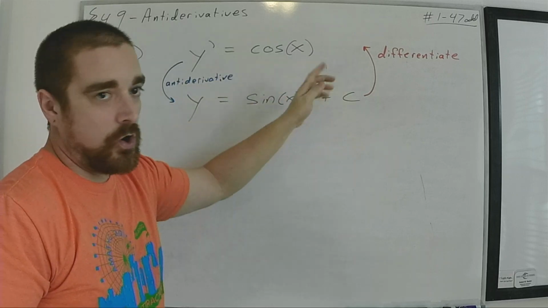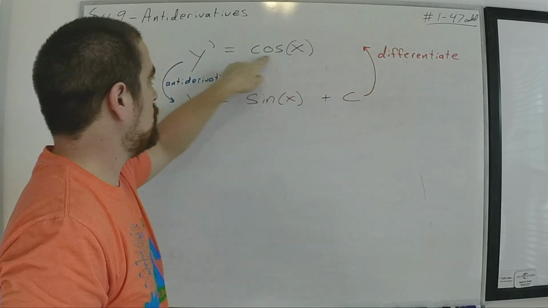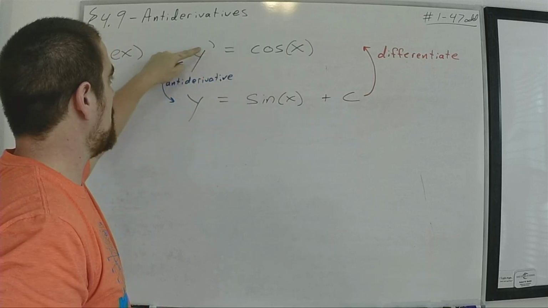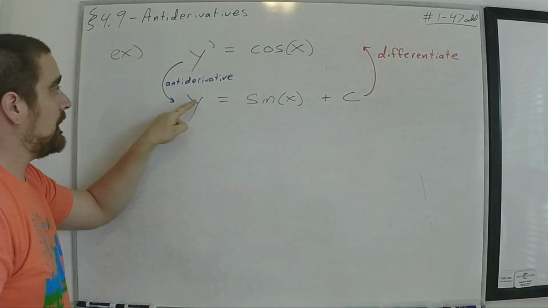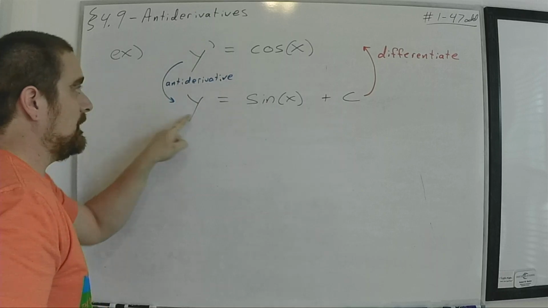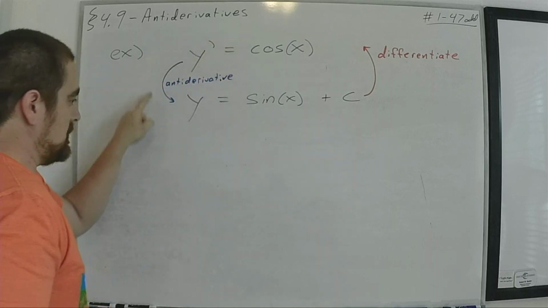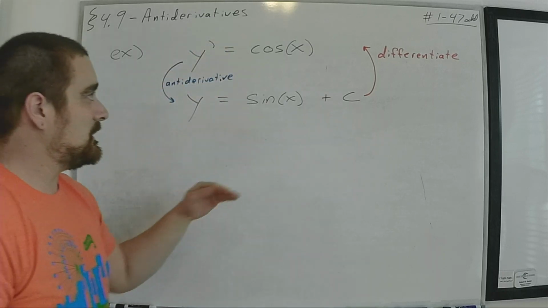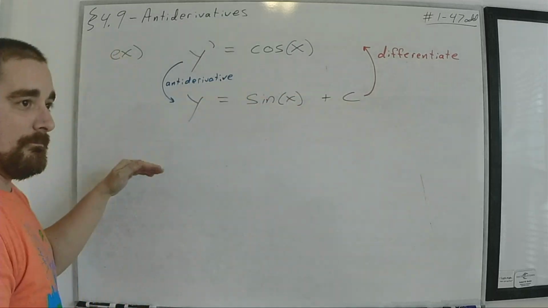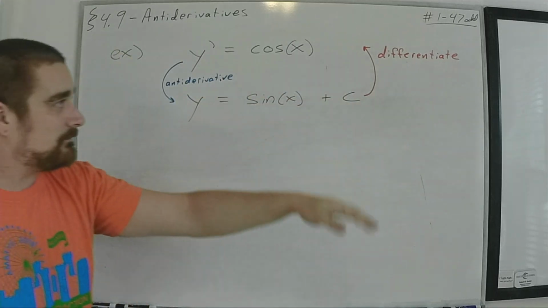And I should be able to do this all day long. If I take this and differentiate it, boom, I get y prime. If I take y prime and find the antiderivative, I get back y. Differentiate, anti-differentiate, differentiate, anti-differentiate. All you're doing is taking one step forward, one step back, one step forward, one step back, one step forward, one step back.